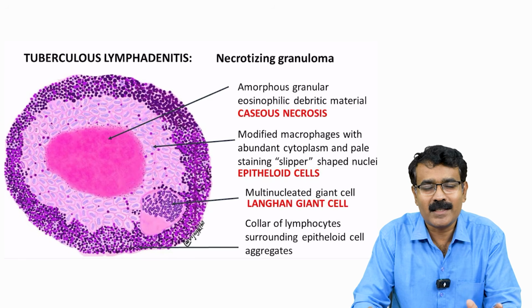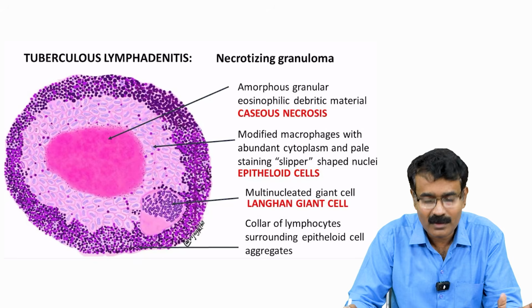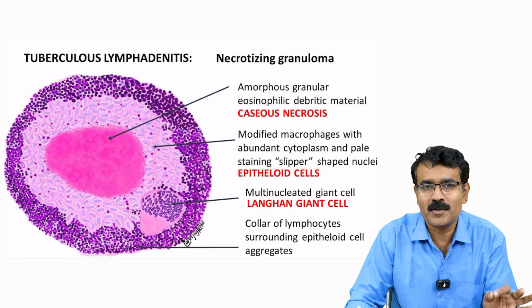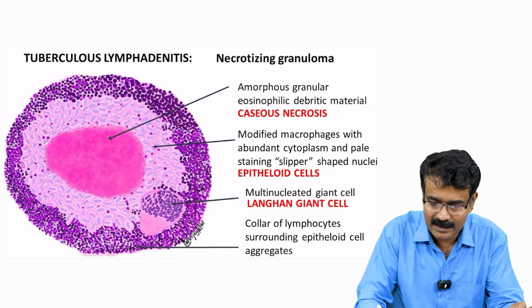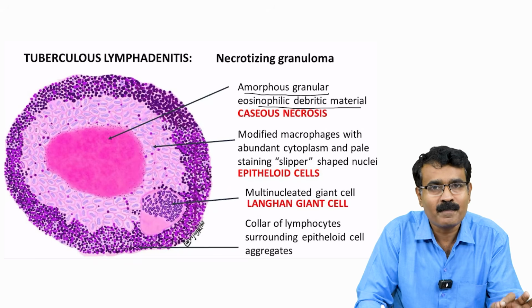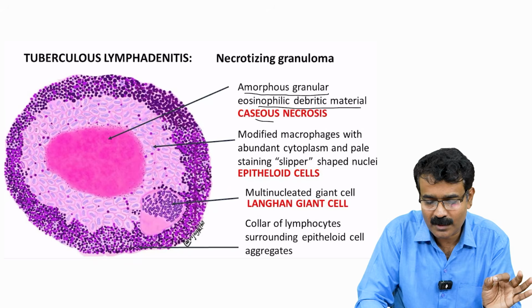All you have to see is caseous necrosis in the center of the lymph node. Okay, what is this caseous necrosis? These are amorphous, granular, eosinophilic debris. That's what is called caseous necrosis.